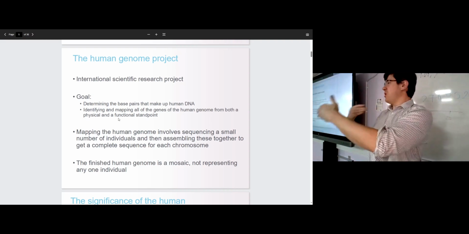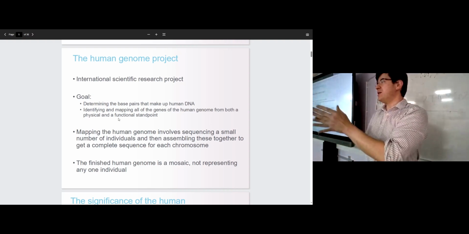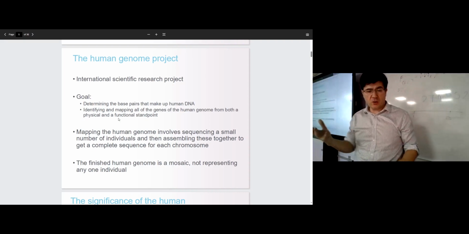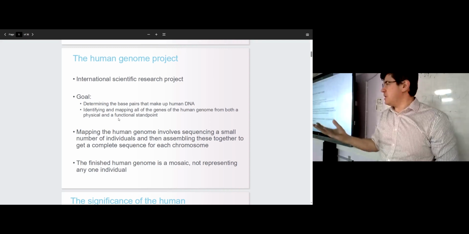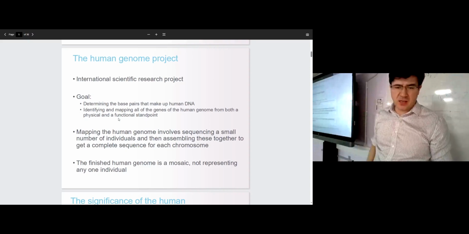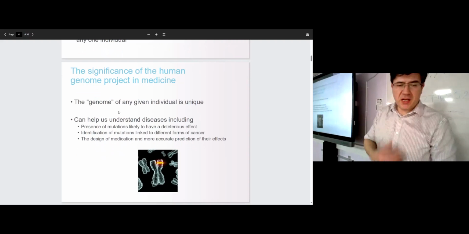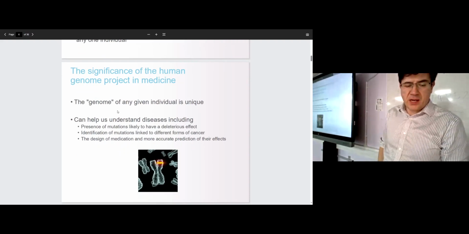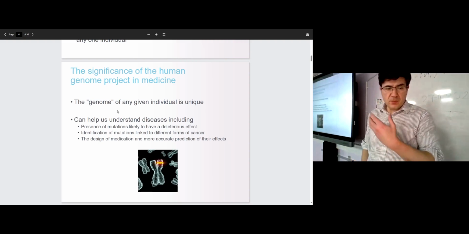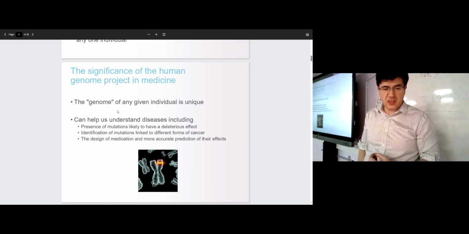And so we don't talk about mutations in genomics, we talk about variants. A variant is a difference that we have with respect to the reference genome. And so genomics is the study of the variants and its potential effects with respect to the reference genome. The genome of any given individual is unique, and it helps us understand diseases where the presence of specific changes can help us understand whether there is a deleterious effect.